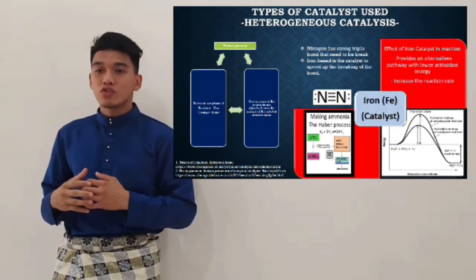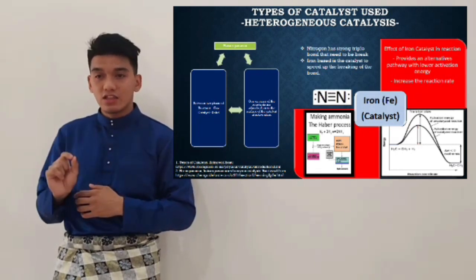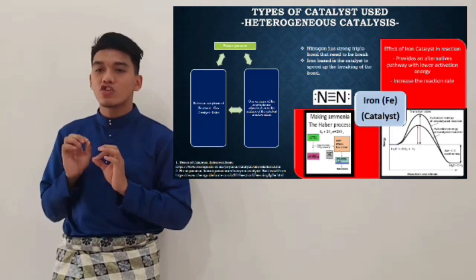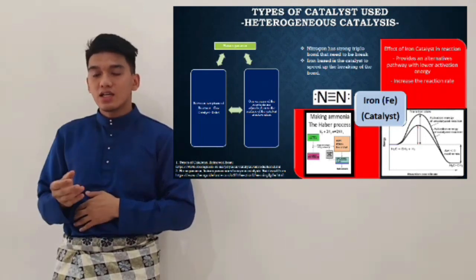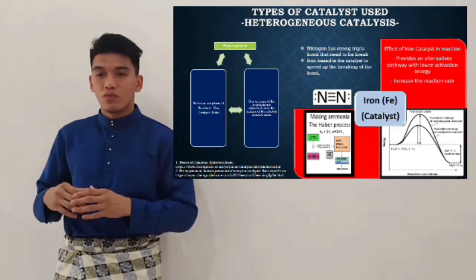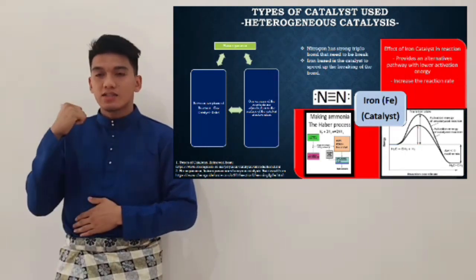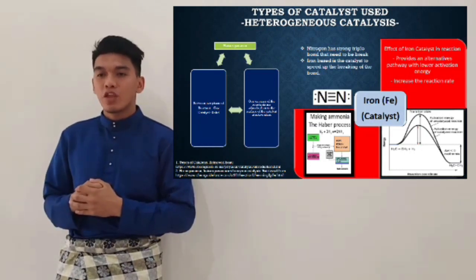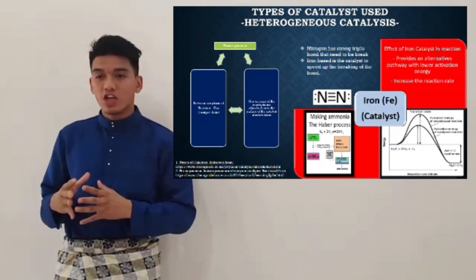Why is a catalyst used? A catalyst provides an alternative pathway with a lower activation energy and increases the reaction rate. What is the reaction that happens in the reactor? First is nitrogen plus hydrogen becoming ammonia, with an exothermic reaction.